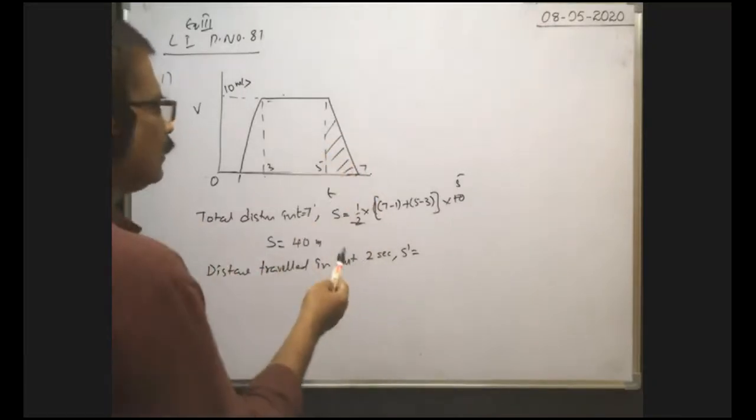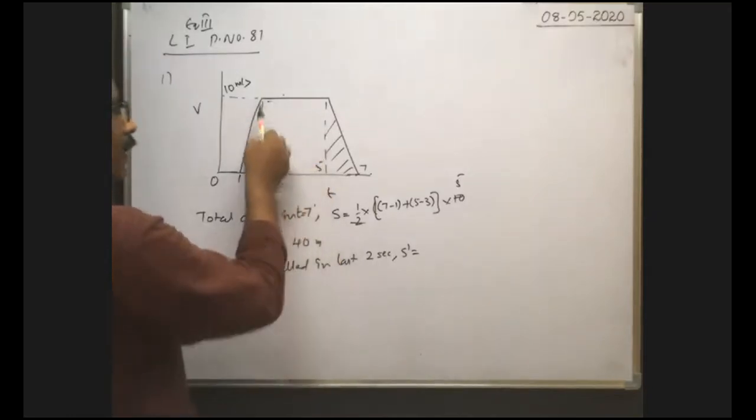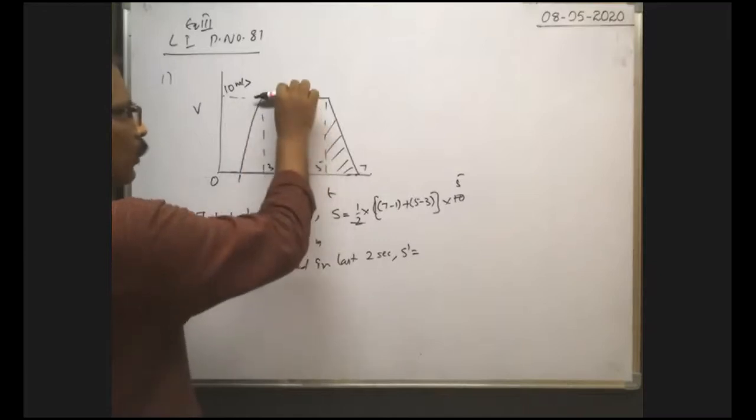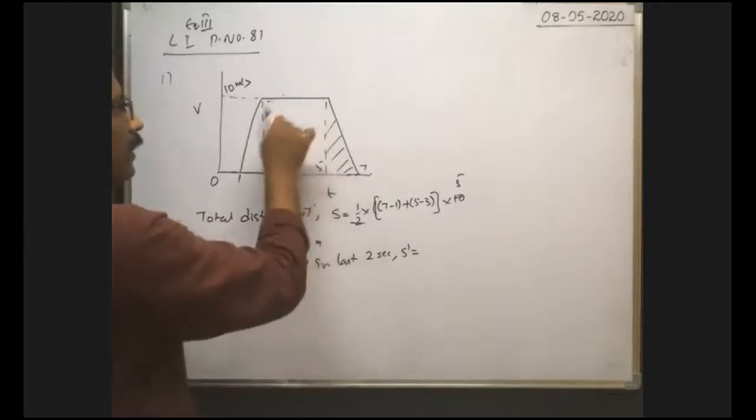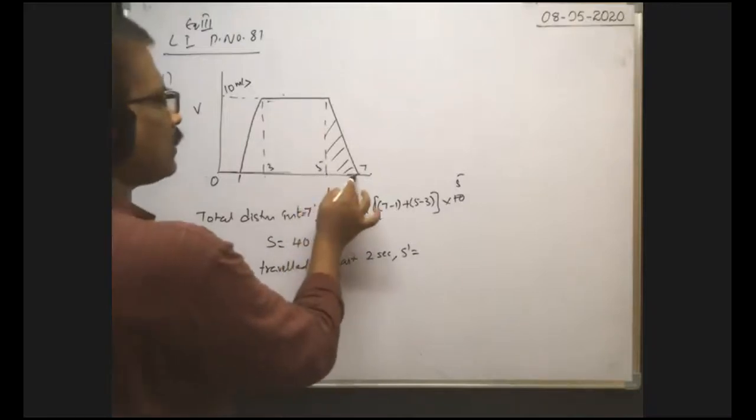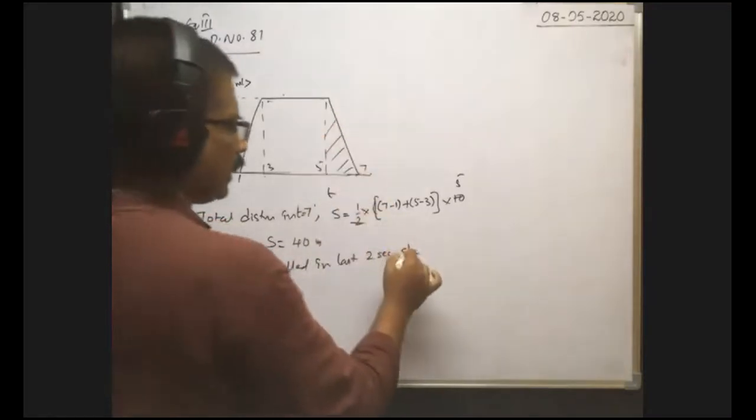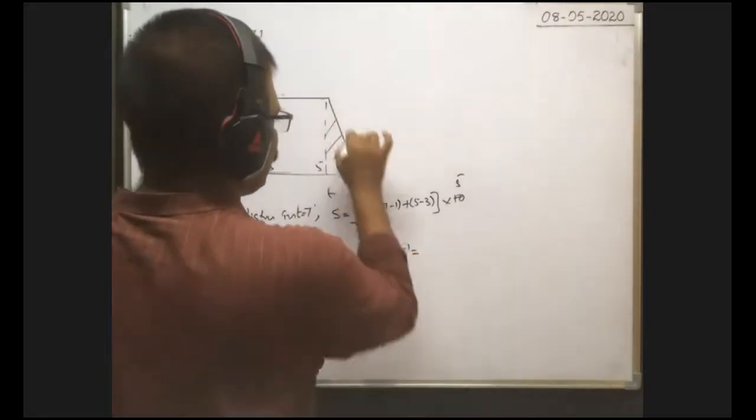Suppose they ask what is the distance traveled between 3 to 5 seconds, the graph is this only. So the area under this graph, the area of this rectangle, is the distance traveled by the body. In the last 2 seconds, that means from 5 to 7 seconds, the area under this graph is the distance traveled. It is a triangle, no?